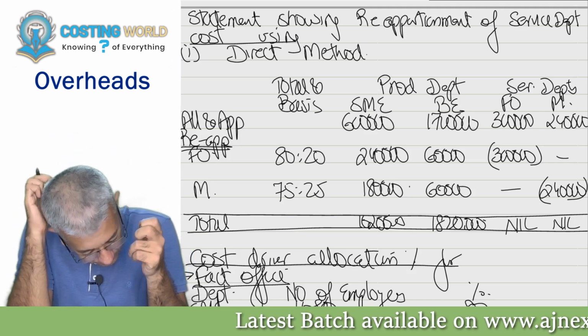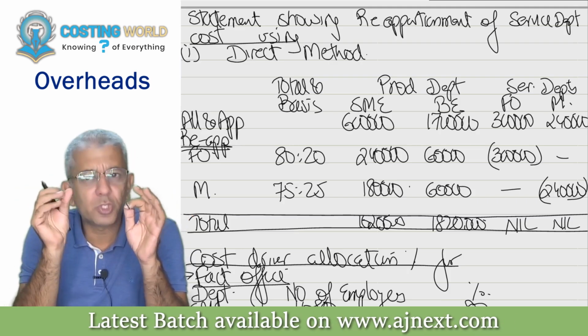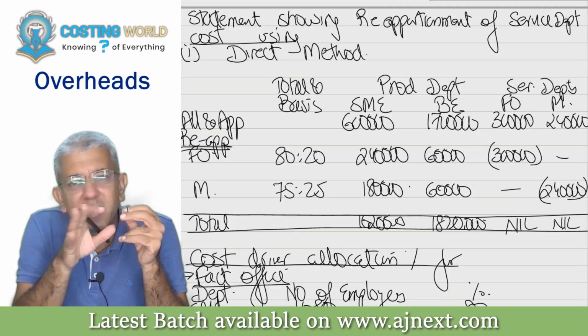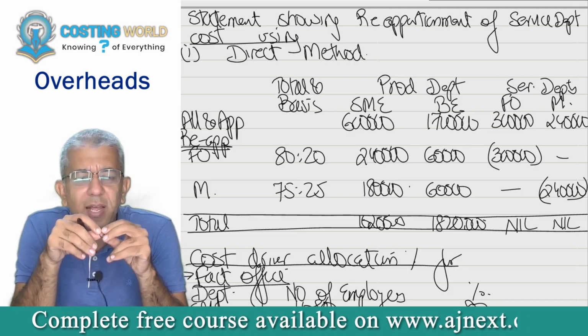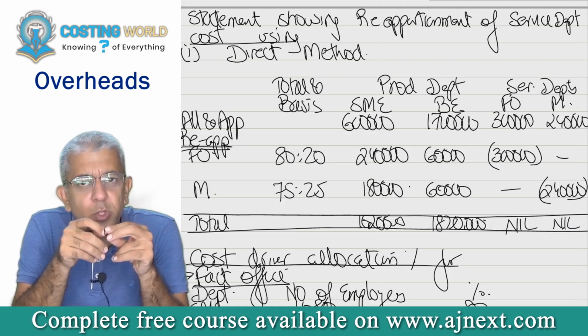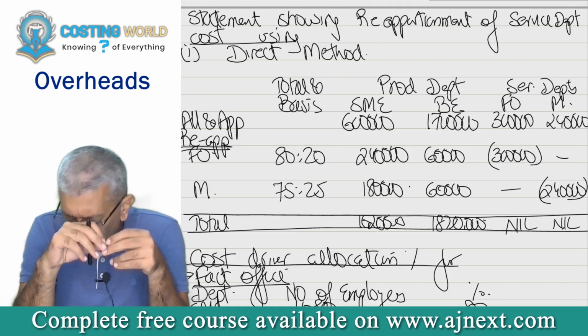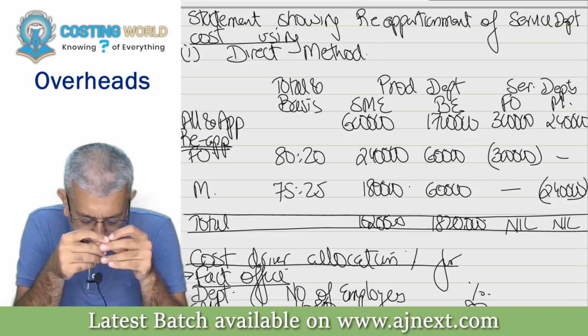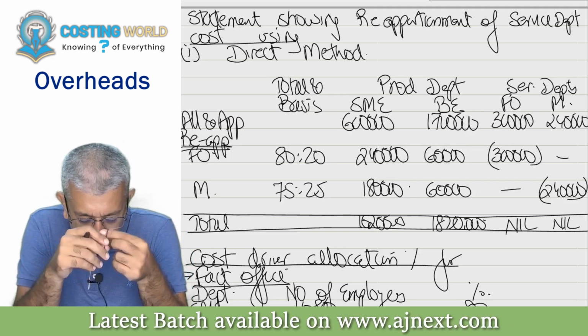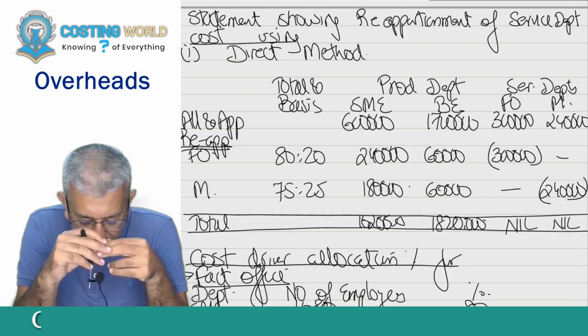Done, no? Now everybody listen. This question actually is only about step ladder method. Rest all the things are very simple in this question. Once you understand what you mean by cost driver allocation percentage, I don't think there will be any issue. Okay, listen very carefully.